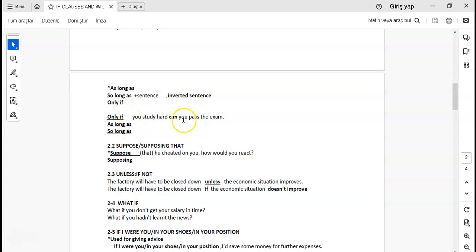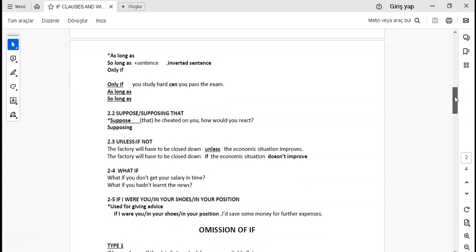That means normally we write, you can pass the exam, but as only if, as long as, and so long as are used at the beginning of the sentence, we have to use can in an inverted sentence form. And so in inverted sentences, we just invert the statement using the auxiliary verb at the beginning of the sentence, as in this example.